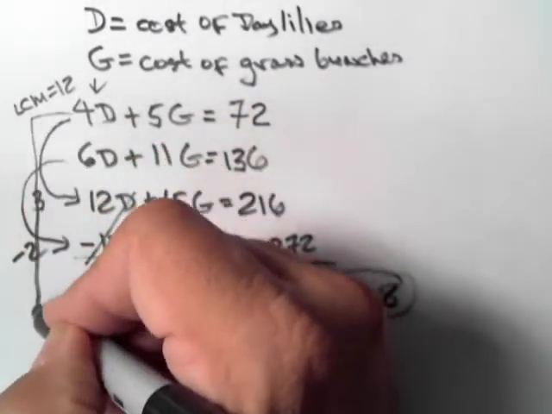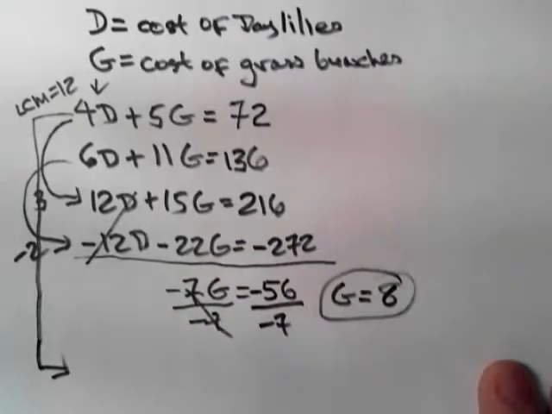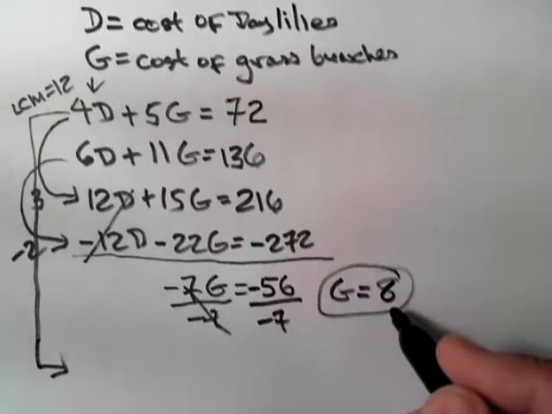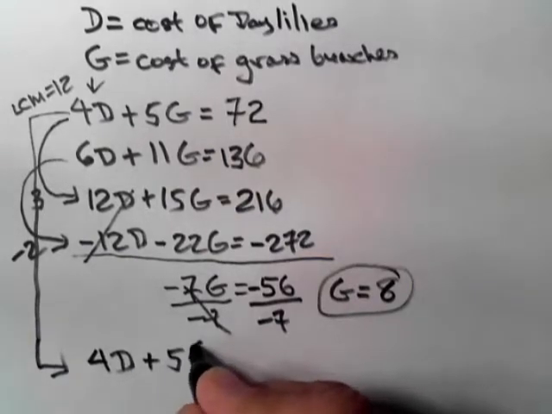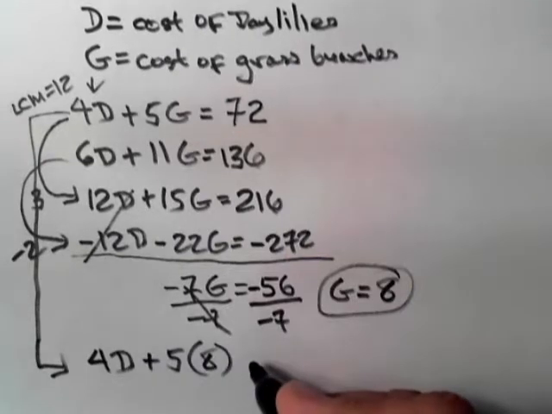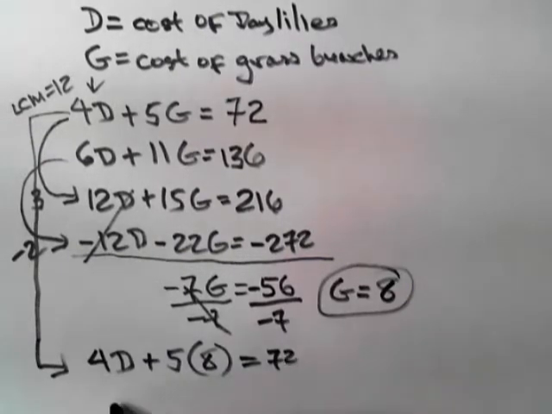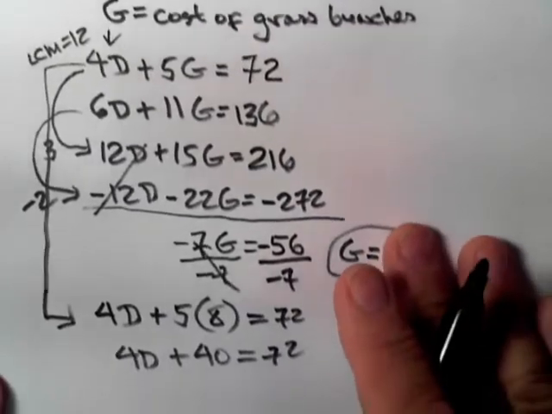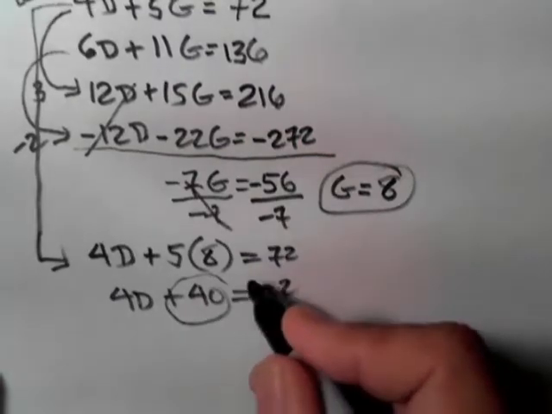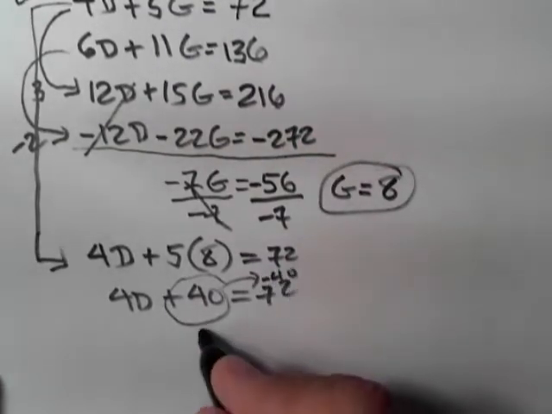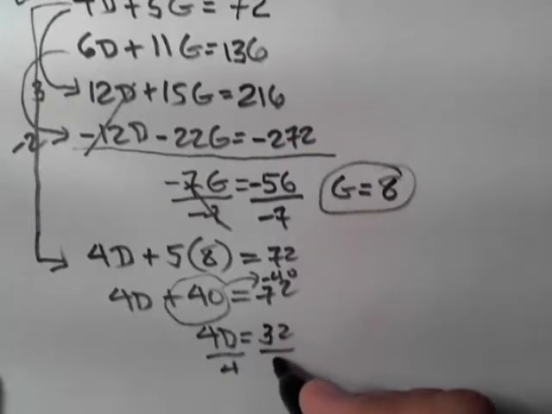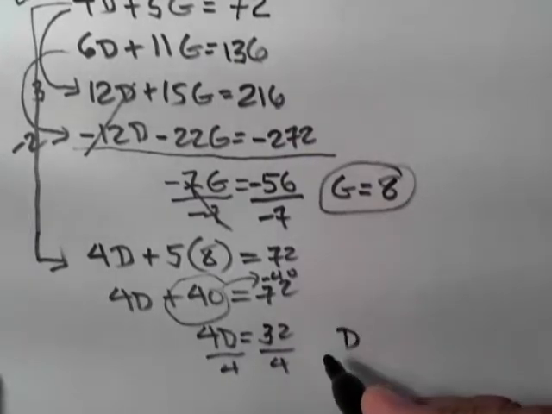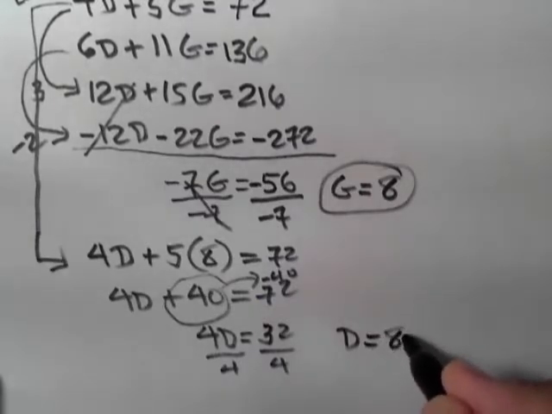Okay, let's go back and find what the daylilies were. I'll just take the first equation up here. That looks like it has the simpler numbers. Okay, and so let's write it down here. 4 times D, that's what we're solving for, so I leave the D in, plus 5 times the bunch grass, which is $8, as we just found, equals 72. Okay, this is 4D plus 40 equals 72. Take the plus 40, go over as minus 40. So I get 4D equals 32. Divide both sides by 4. D equals 8 also.